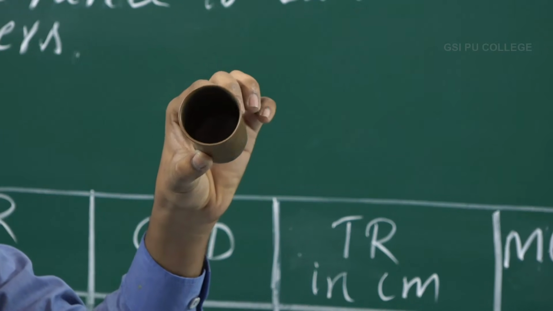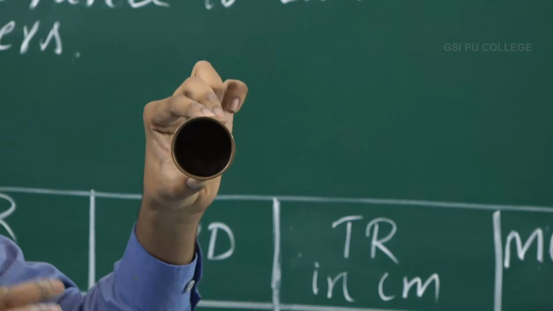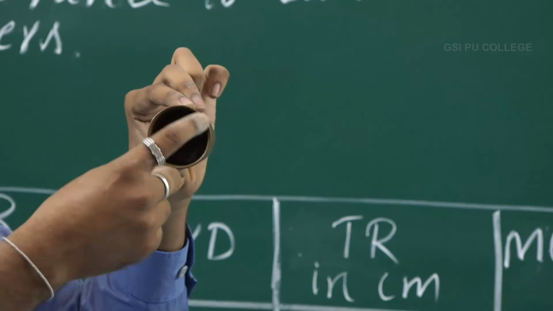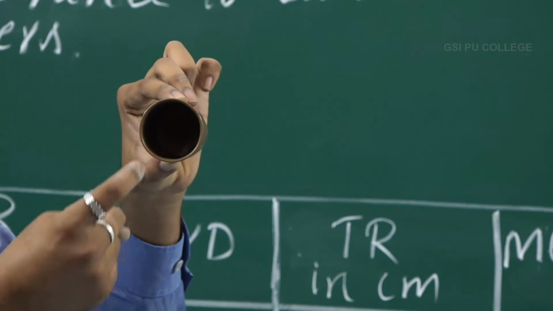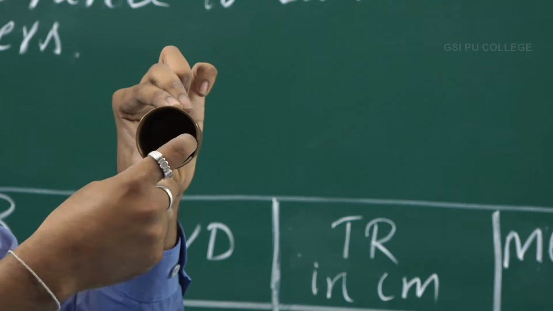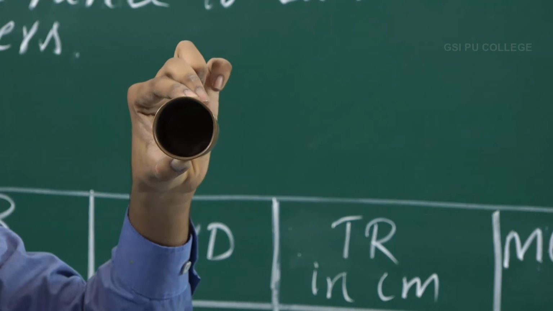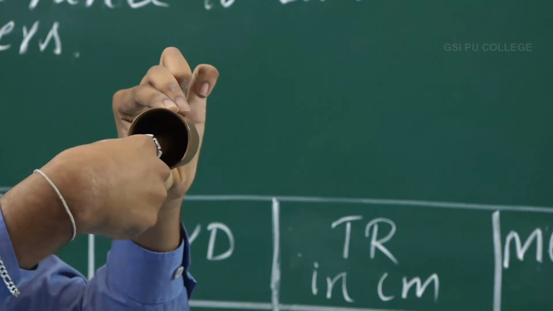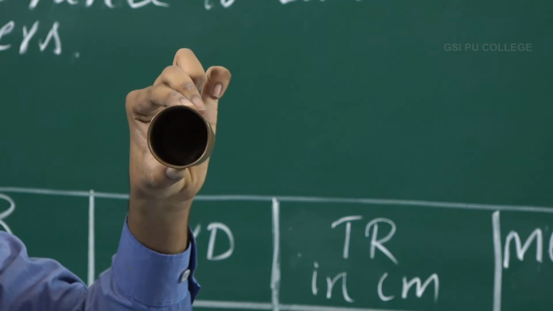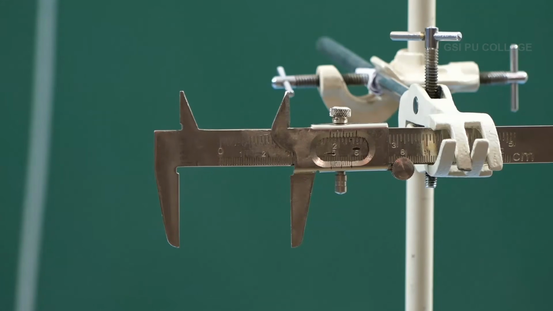So what are the lengths we have to measure here? If you look at the cross section of the calorimeter, the cross section looks like a circle, and we have to find this internal diameter, and then we need to find the internal depth, that is from this point to the end of the cylinder.